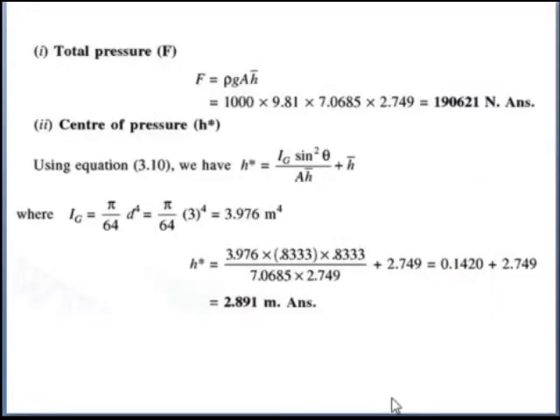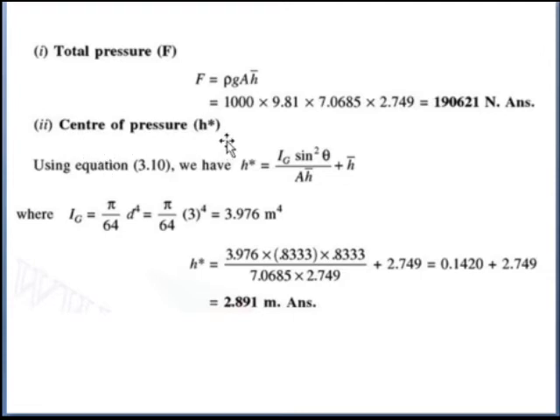We know already the formula: force is equal to rho g A into h bar. Rho is 1000, g is 9.81, area we have already calculated, which is equal to 7.0685, and the h bar is 2.749. After multiplying this we get the final value of the total pressure.